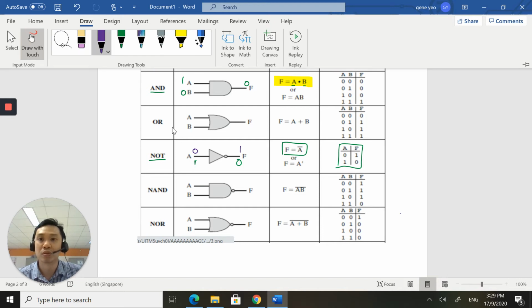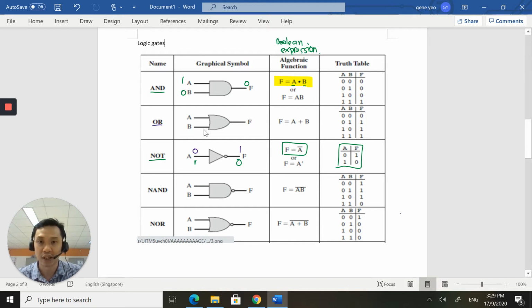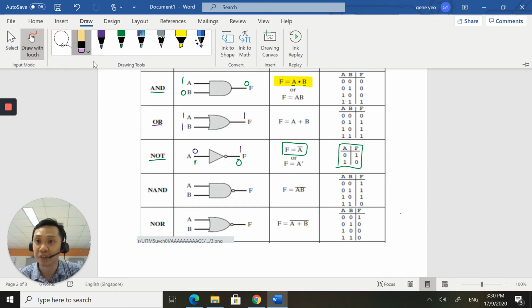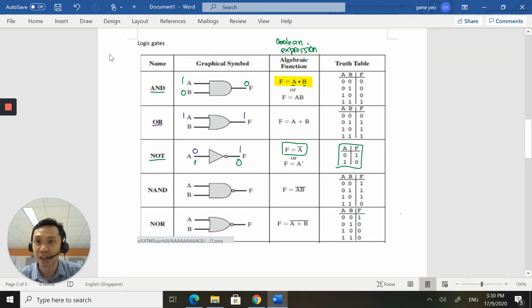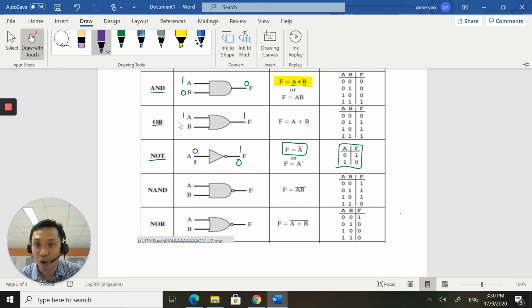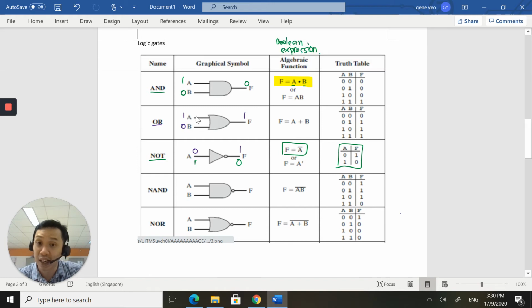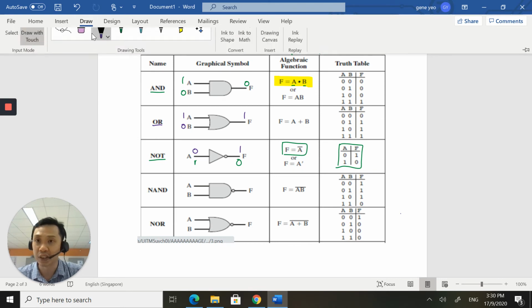Next, let me go on to an OR gate. An OR gate, the name itself tells you that so long as either one of the inputs is a high, the output will be a high. So if I have A or B being a high, the output will be a high. So if A or B, in this case, A is high, since it's an OR, the output will be a high, or vice versa.